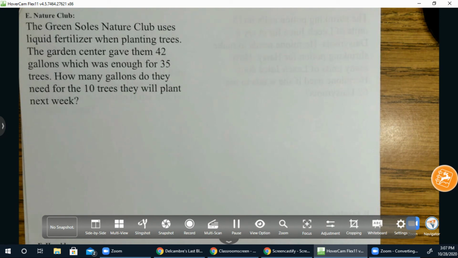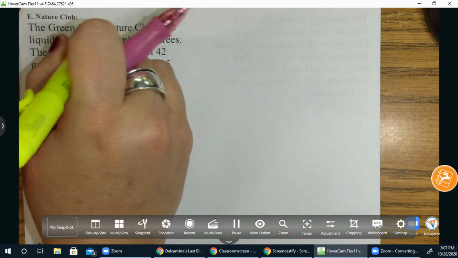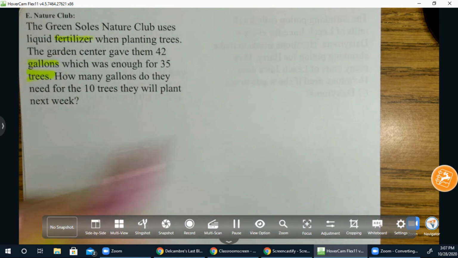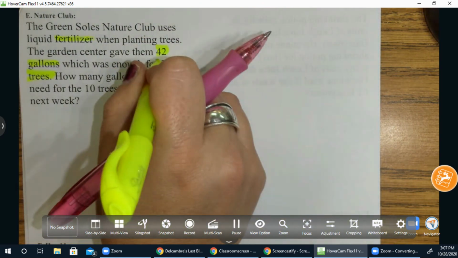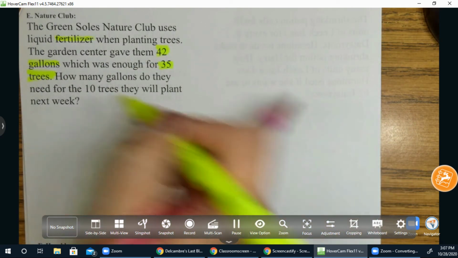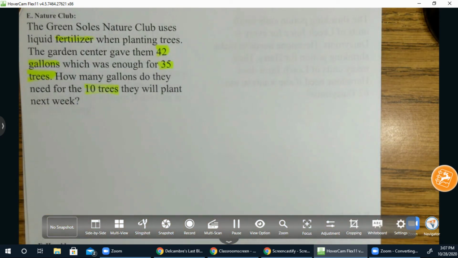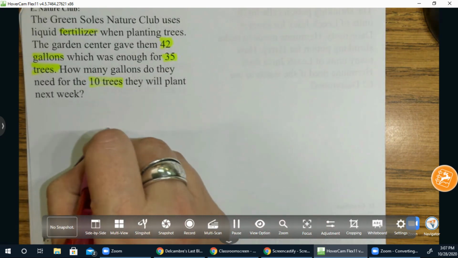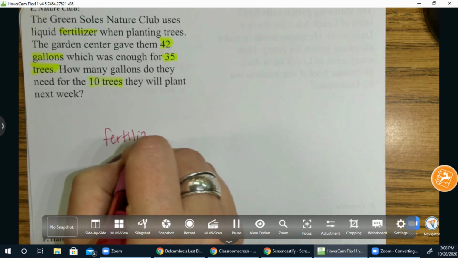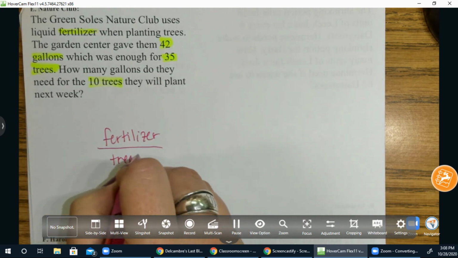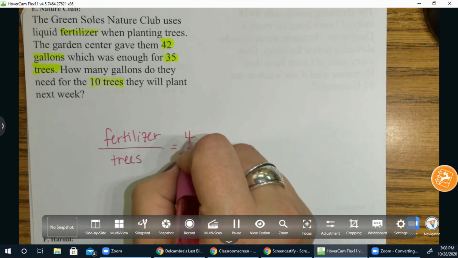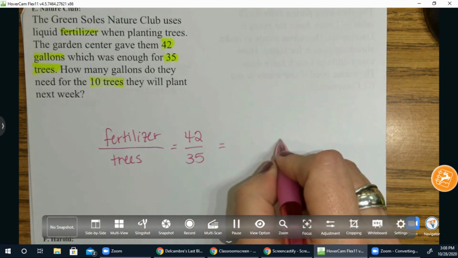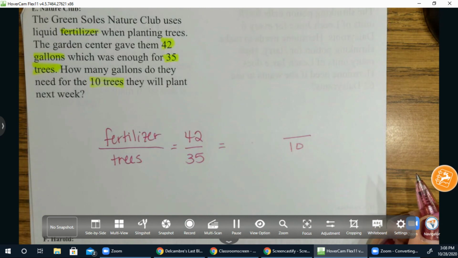Okay. All right. So I'm comparing some stuff. I'm comparing my fertilizer, which is in gallons, to my trees. Okay. I know that 42 gallons of fertilizer is for 35 trees, and they're going to plant 10 trees, so we need to figure out how much fertilizer they need. So, again, let's set this up. So I'm dealing with fertilizer and trees. So I'm going to put my information. Well, I have 42 gallons of fertilizer for 35 trees, and I've got to get to 10 trees.